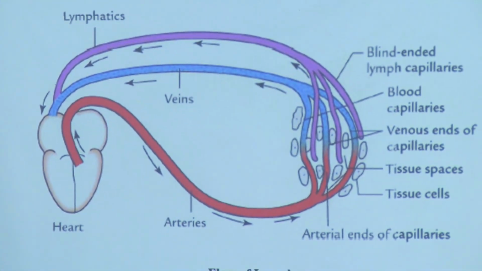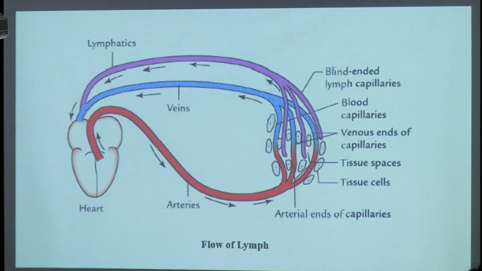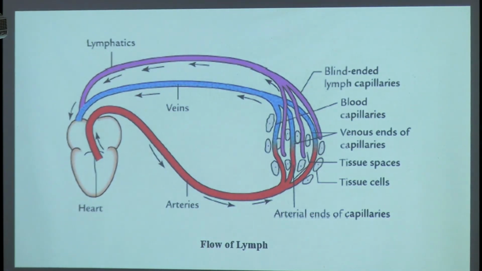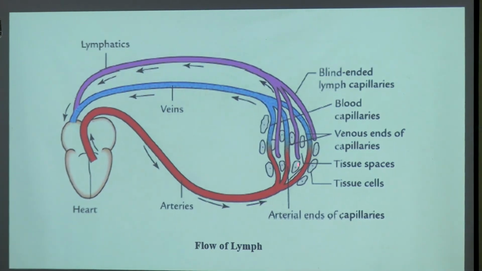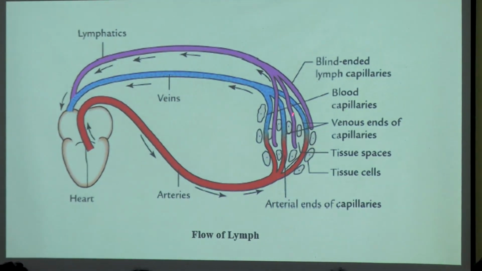Let me show you a diagram. I hope you can see this diagram. Now if you concentrate over here, you can see a capillary bed being formed. This is the arterial end of the capillary, this is the venous end of the capillary, and this is the capillary bed, and you can see the tissue space is there.